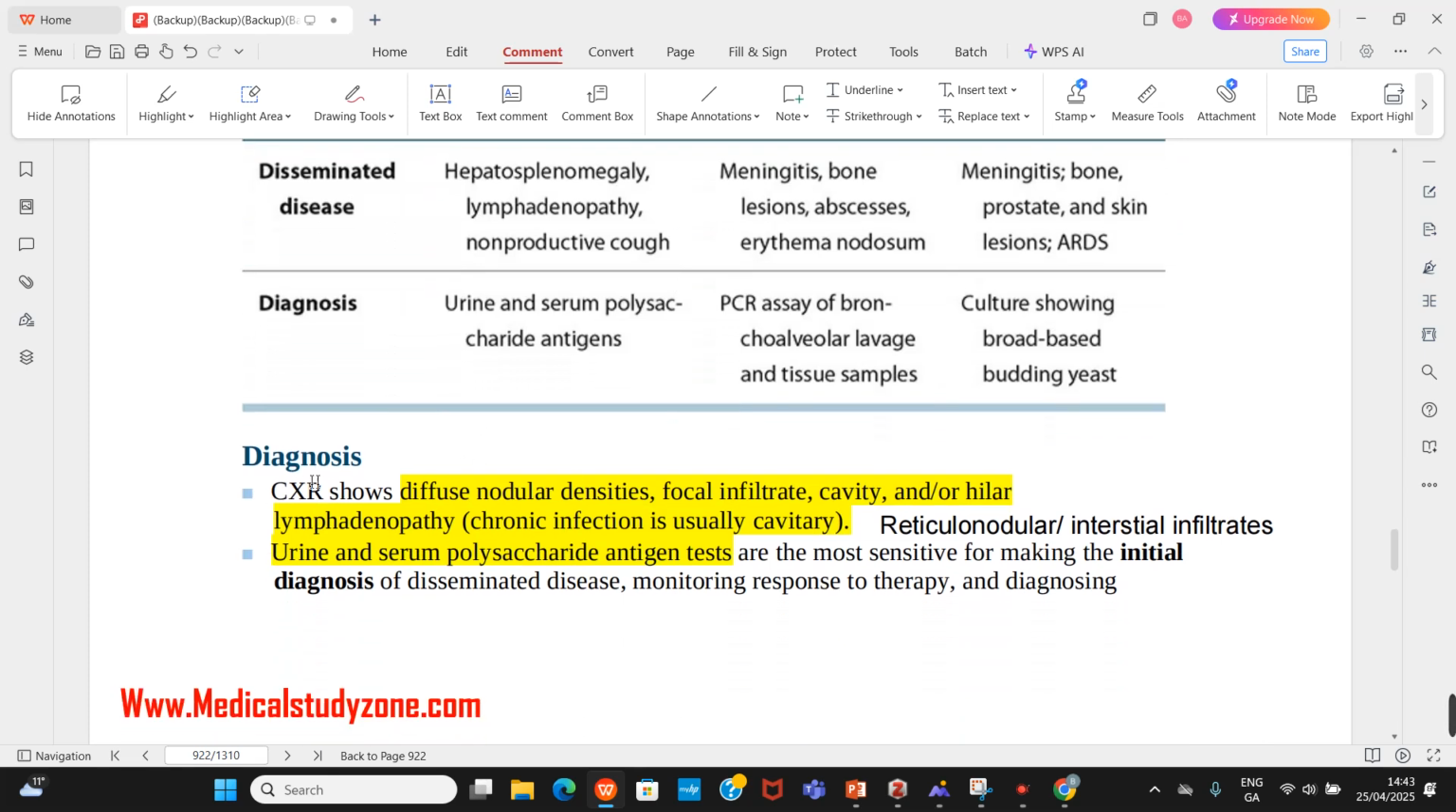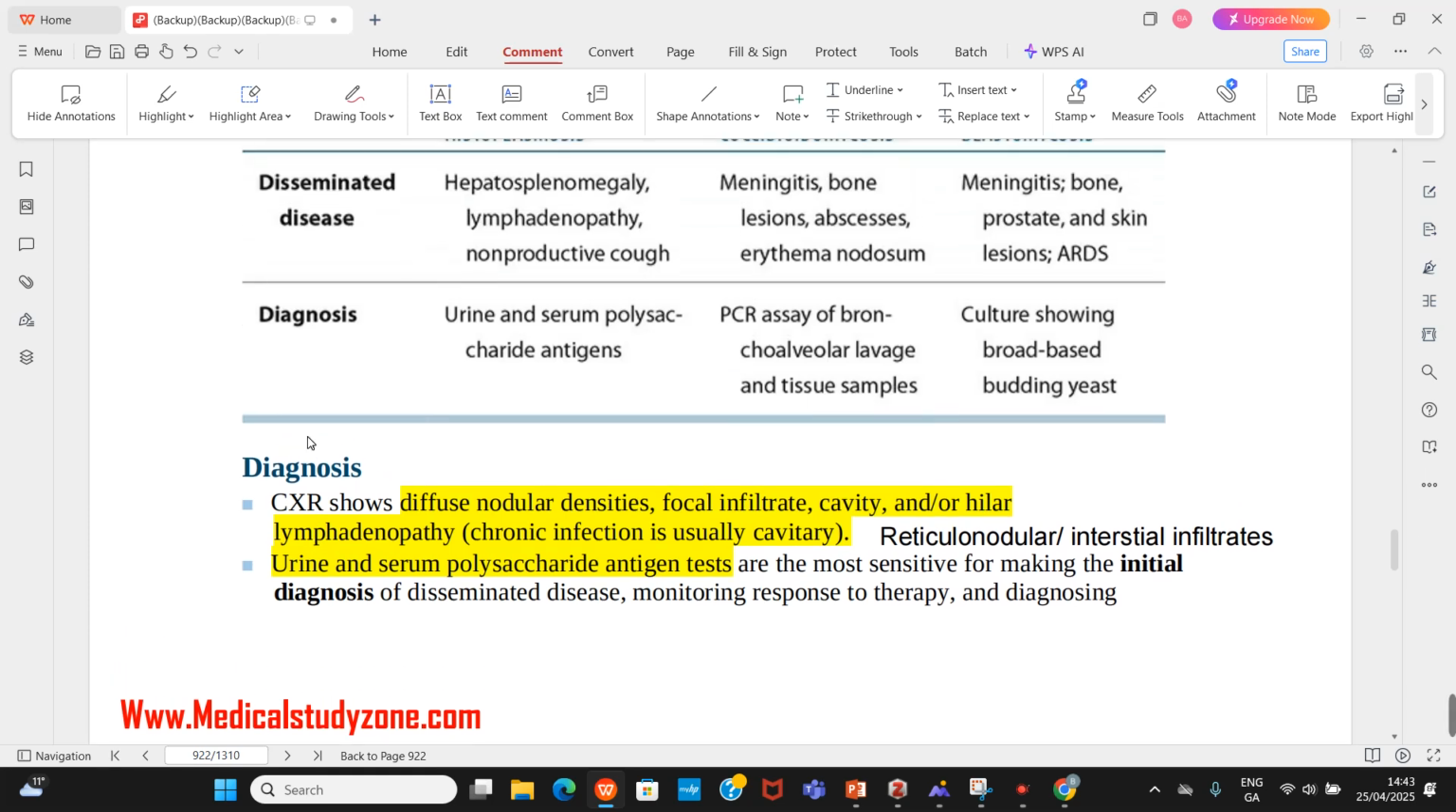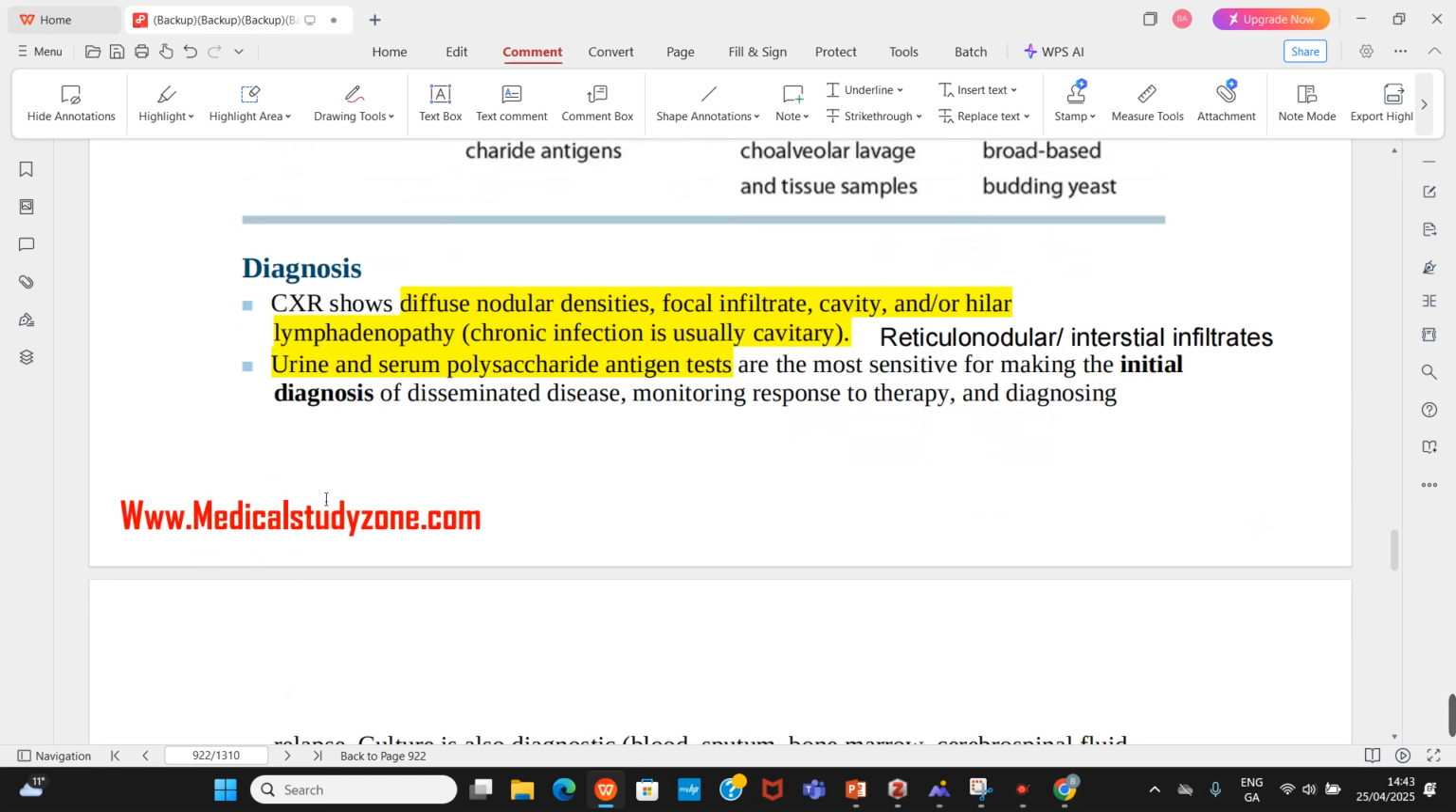If you request a chest x-ray, we can see a variety of presentations. We could see diffuse nodular density, focal infiltrate, or cavitary lesions. But all these things don't typically tell us what is happening. Somebody can have tuberculosis and have this. Somebody can have miliary tuberculosis and they can have diffuse nodular density. So we don't actually know if it's tuberculosis or histoplasmosis or something else.